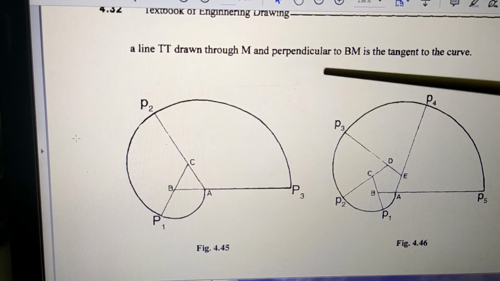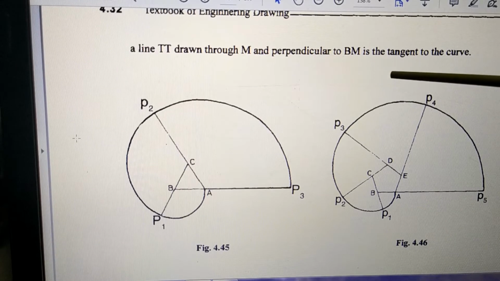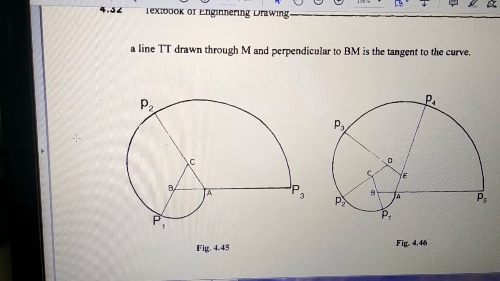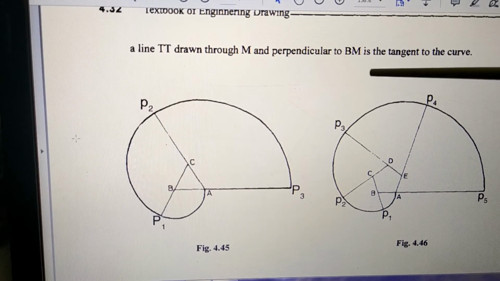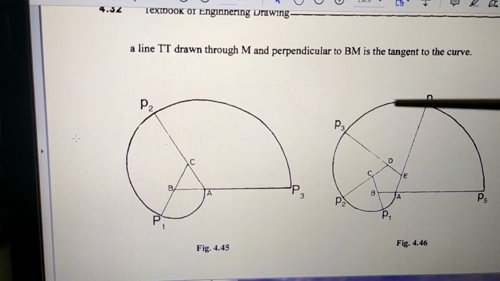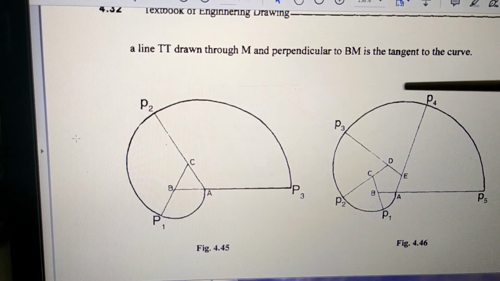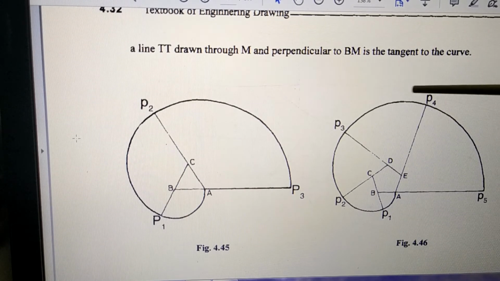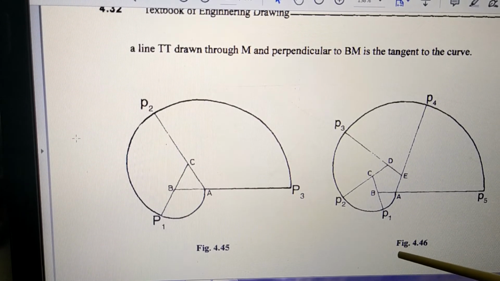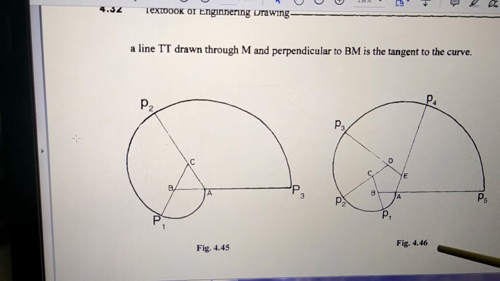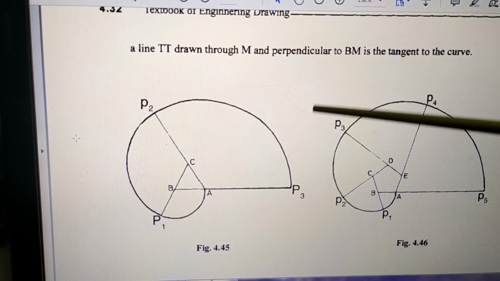And what is the statement of the problem? Draw an involute for a pentagon of size 20 mm. So that is the title of this problem. The problem number is 12. Below that will be the figure, and below the figure you write the actual figure number from the book. Okay, so like that, this is one problem.